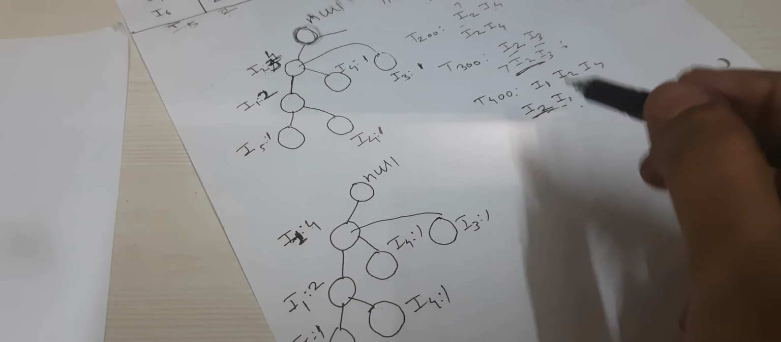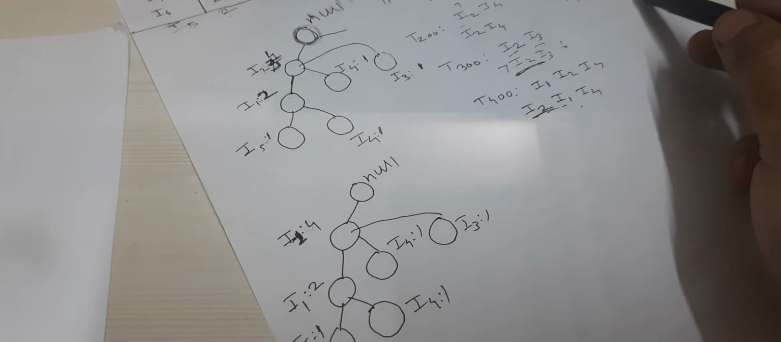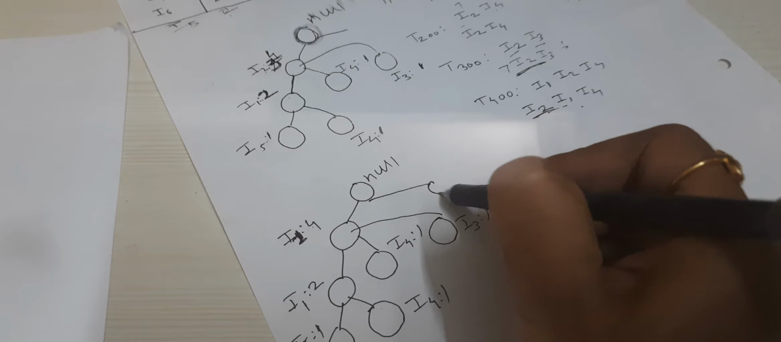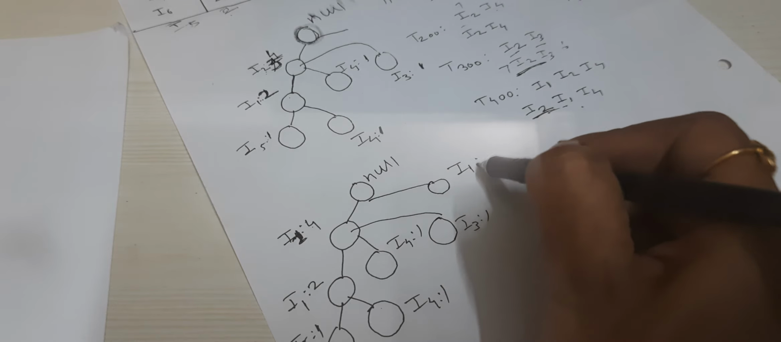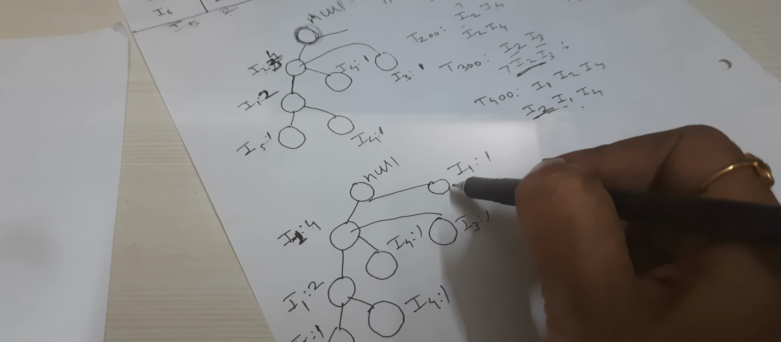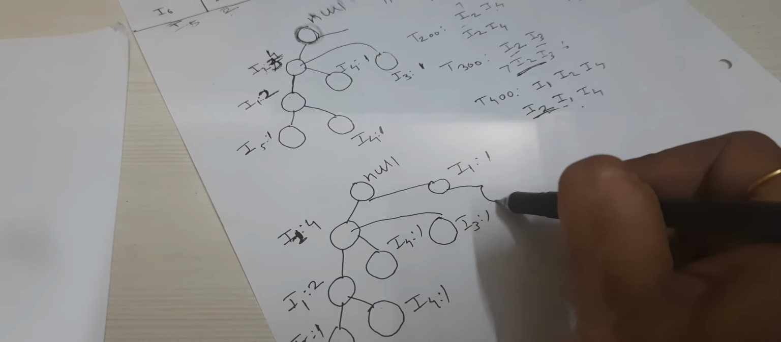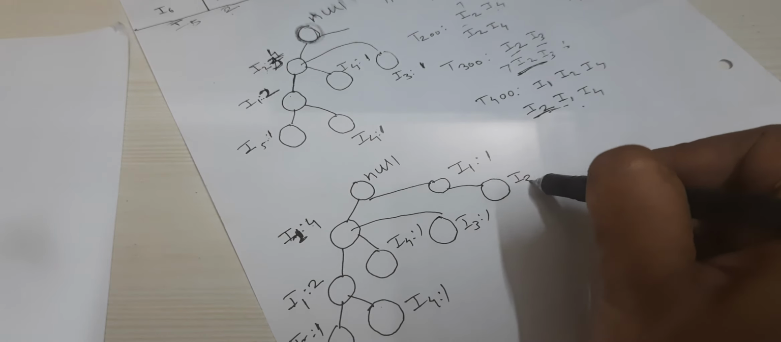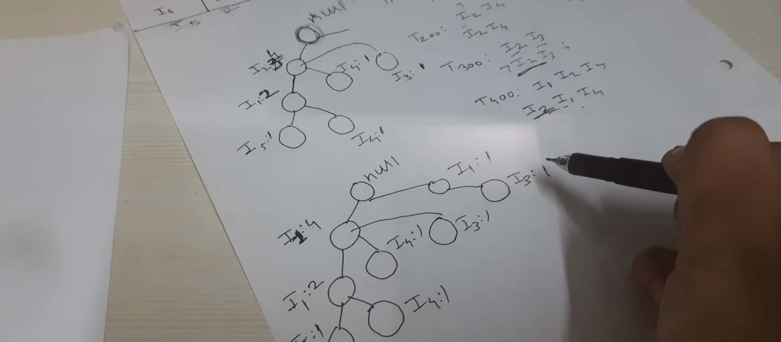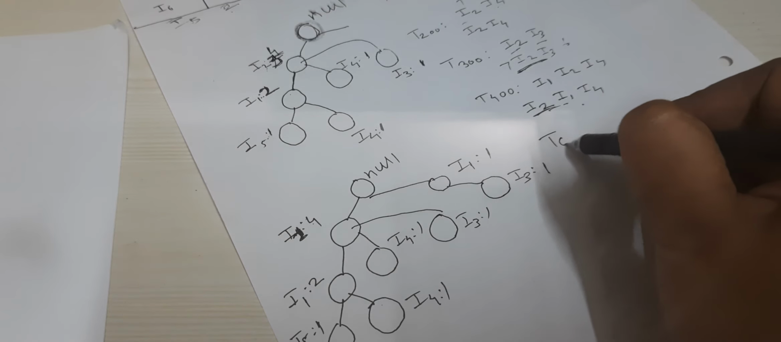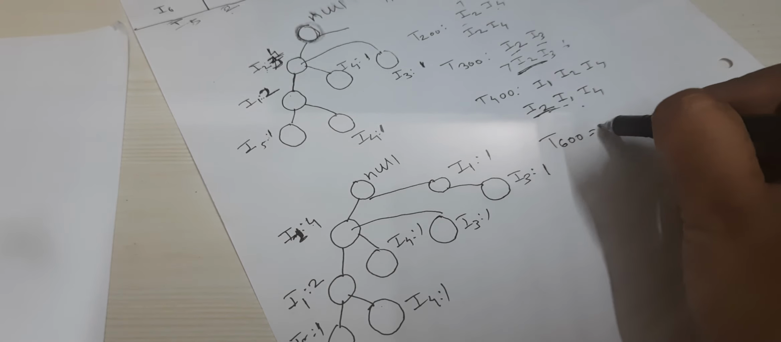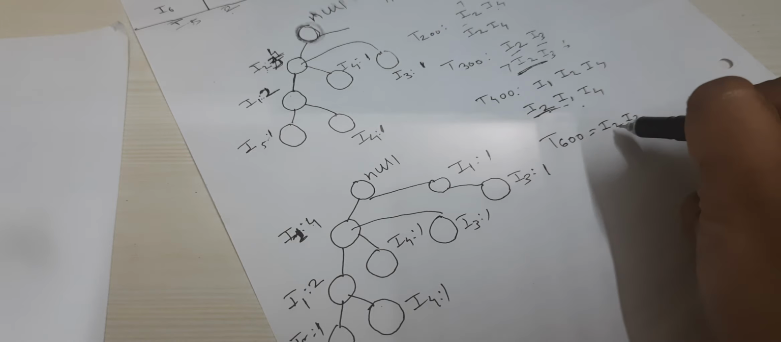Now we have to make another root which is for I1. So here is your I1, its count is 1, and after I1 there is a node for I3, its count is 1. This is transaction T500. Now see the transaction T600 which contains I2 and I3.